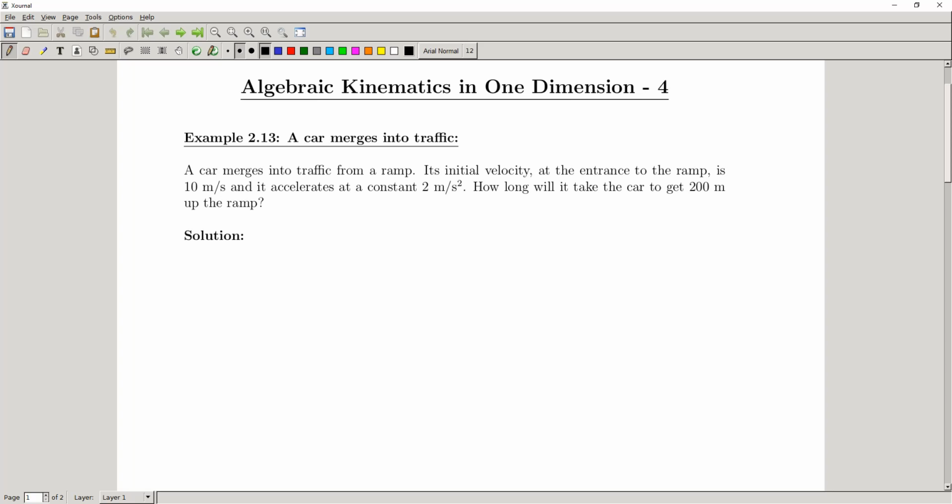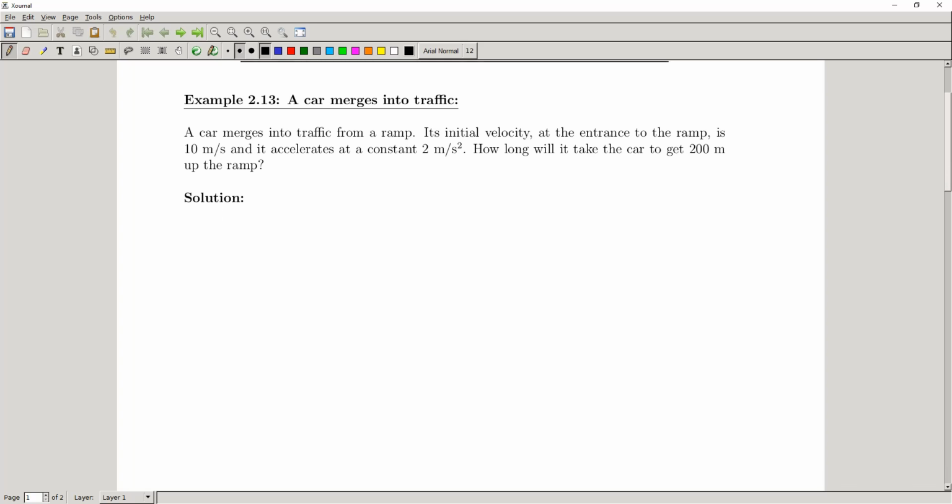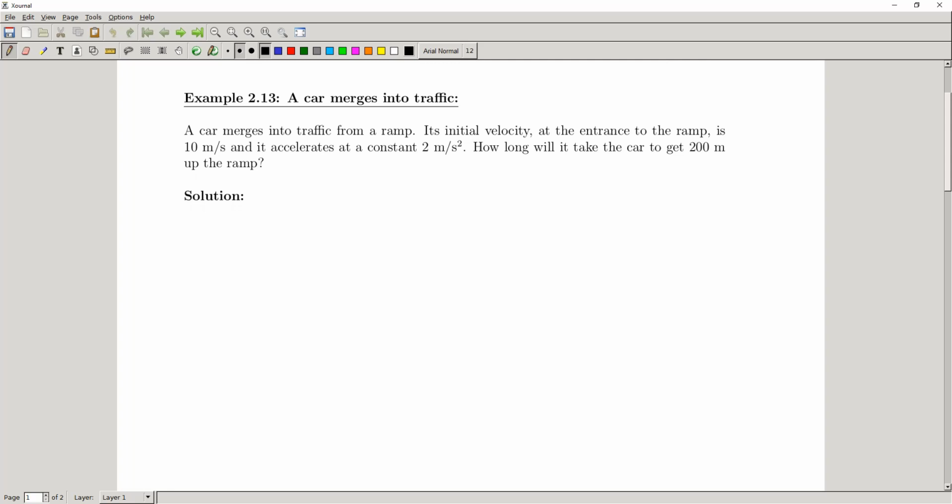We're going to start off with this first example of a car merging into traffic. This is example 2.13 from the text, and let's give it a read here. A car merges into traffic from a ramp. Its initial velocity at the entrance to the ramp is 10 meters per second, and it accelerates at a constant 2 meters per second squared. How long will it take the car to get 200 meters up the ramp?